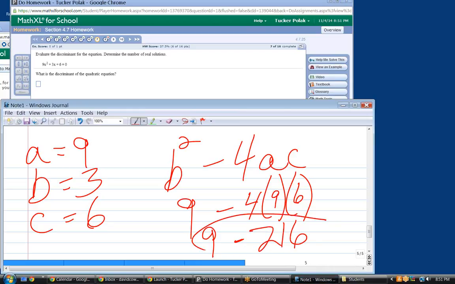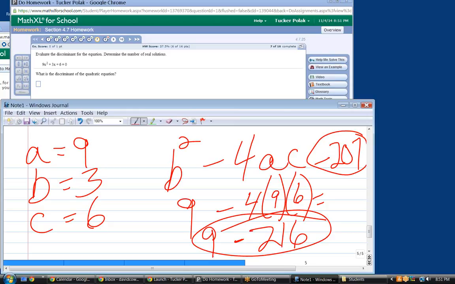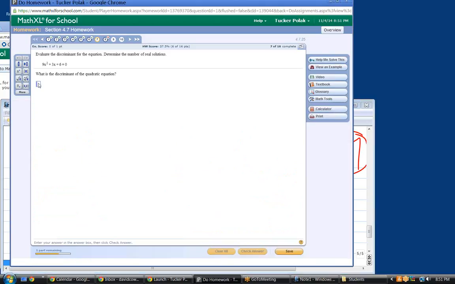So what is that equal to? Would it be 45, 30? I think it's minus 207. 9 minus 216. Oh, yeah. Minus 207, right? Yep. That's the discriminant. Minus 207.